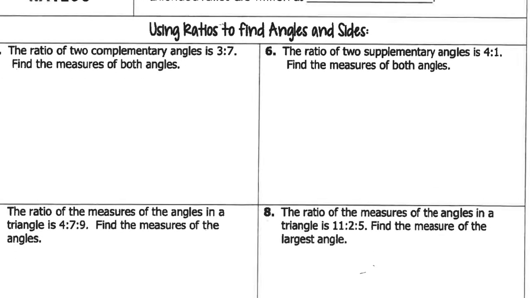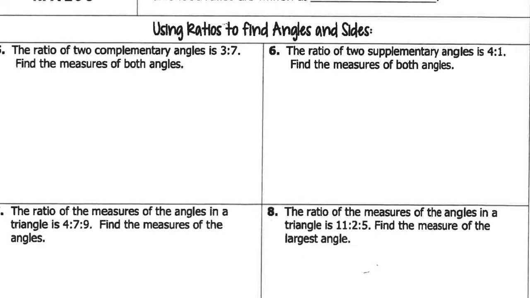Using these ratios, here's some examples of that. If the ratio of 2 complementary angles is 3 to 7, find the measures of both angles. So we know that for every 3 units in the first one, there are 7 units in the second. And we also know that they are complementary. That means they add up to 90. So the 2 angles will equal 90. So we can say 3x plus 7x equals 90. Because they're complementary, we know they're 90.